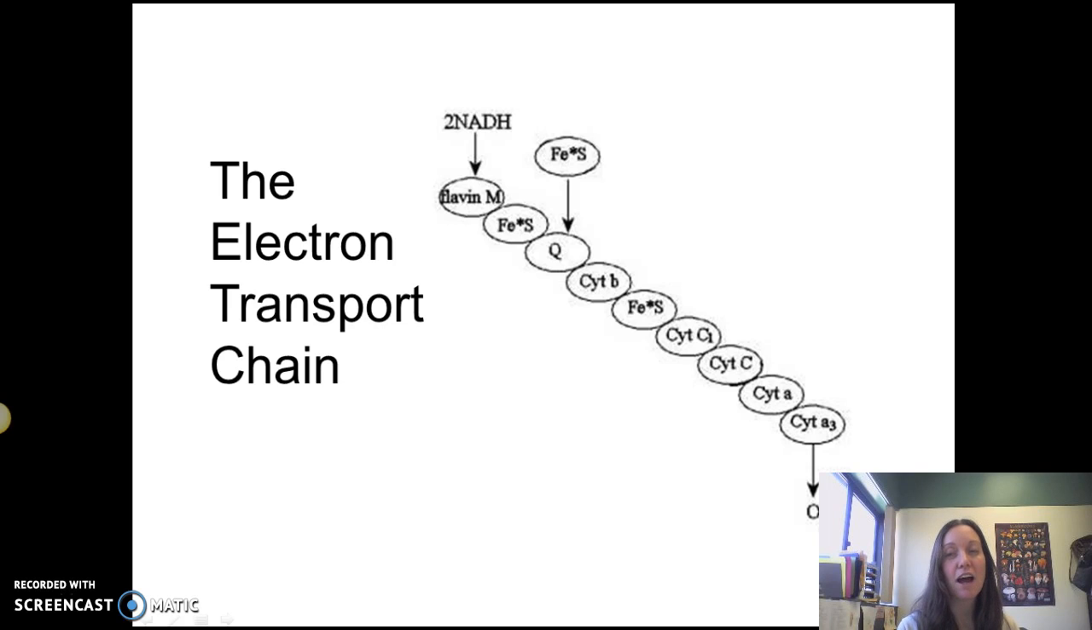And here, the oxygen with the electrons will combine with hydrogen. Remember, electrons and hydrogens like to travel together. Now, what does hydrogen and oxygen make? Water. So there's our final product of water.